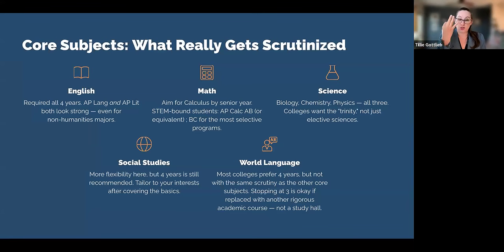For science, this is the holy trinity of bio, chem and physics. I think most selective colleges do want to see those three, not just science electives. And I loved anatomy and physiology. I loved taking Envi Sci. They are valuable subjects. That's not what's being said here. We're just telling you what these standards are from most highly selective admissions processes.